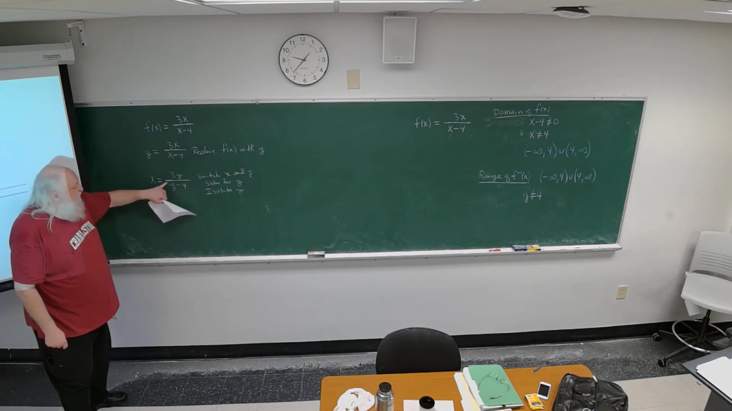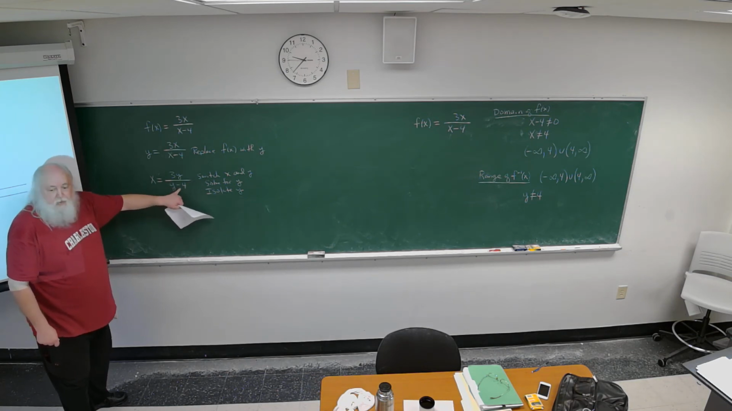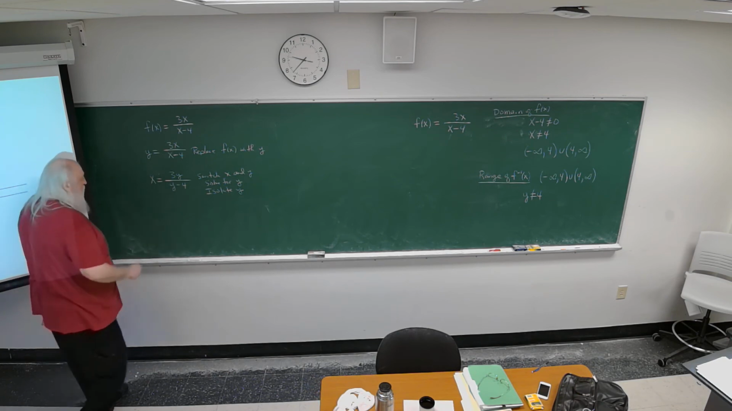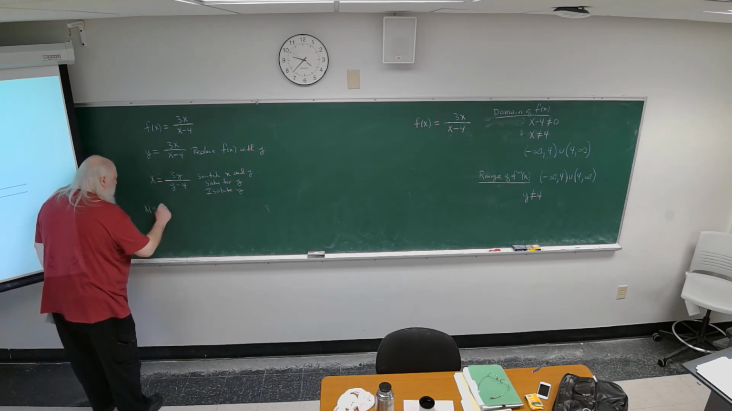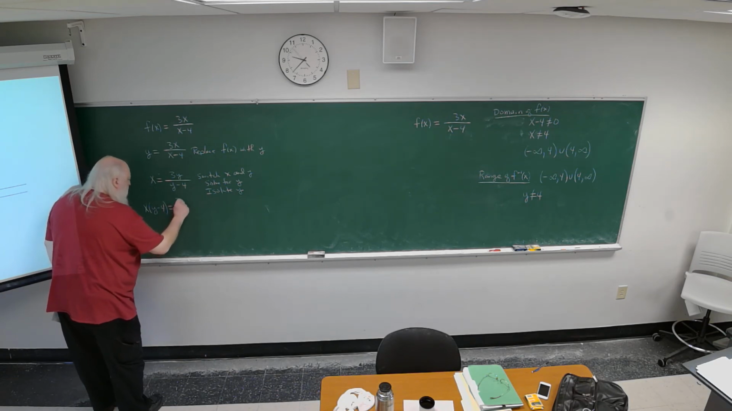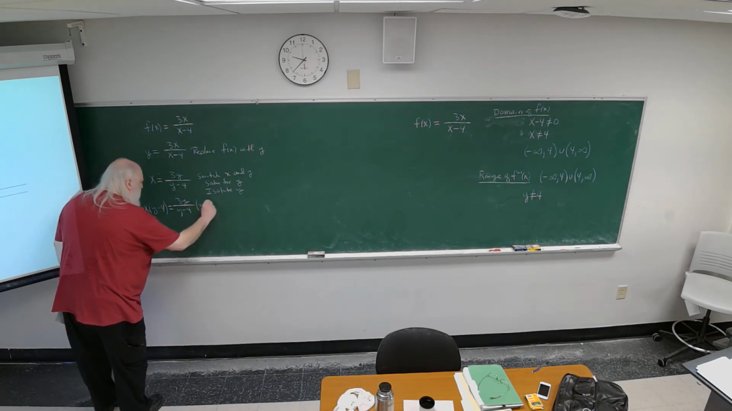This is 3y divided by y minus 4. Remember, fraction bars are like divisions. So to clear this fraction, we're going to multiply both sides by the denominator, y minus 4. So we have x times y minus 4 is equal to 3y over y minus 4 times y minus 4.